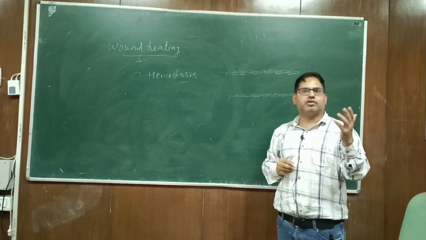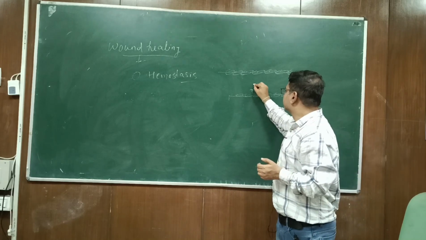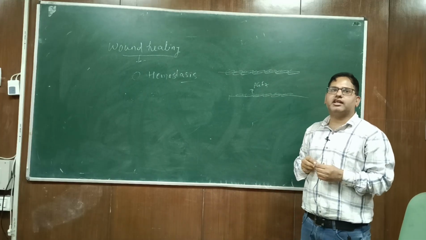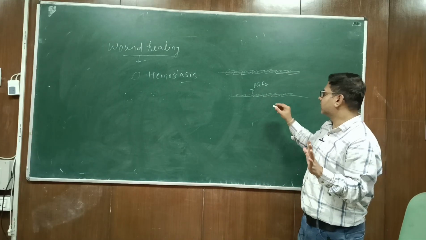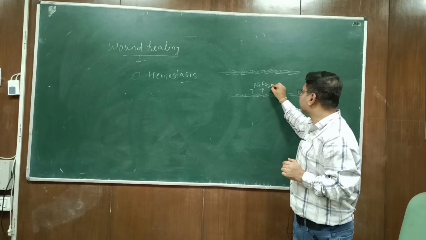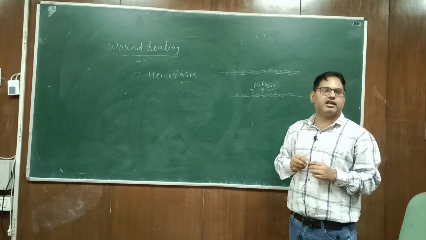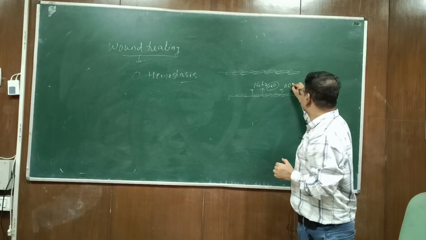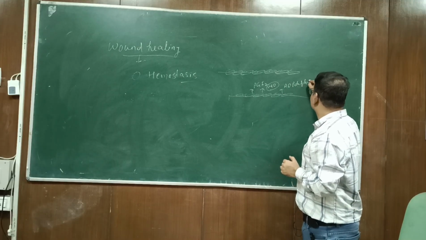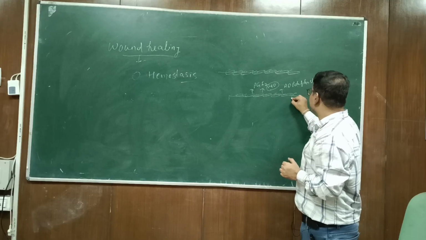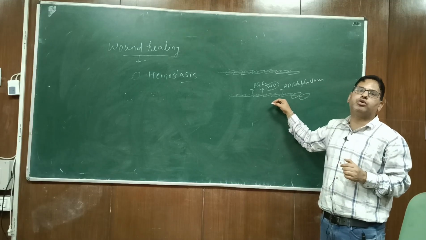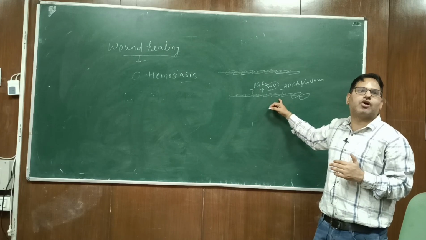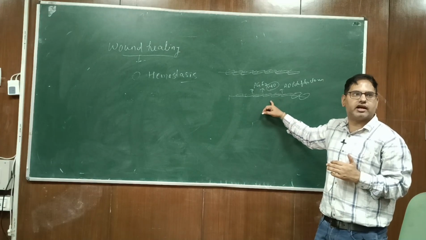What are these? PGI2 is prostacyclin. Any other? Nitric oxide. Any other? ADP phosphatase. So these are the substances which are released by the healthy endothelium, and these substances inhibit the aggregation of the platelets towards the margin, right?